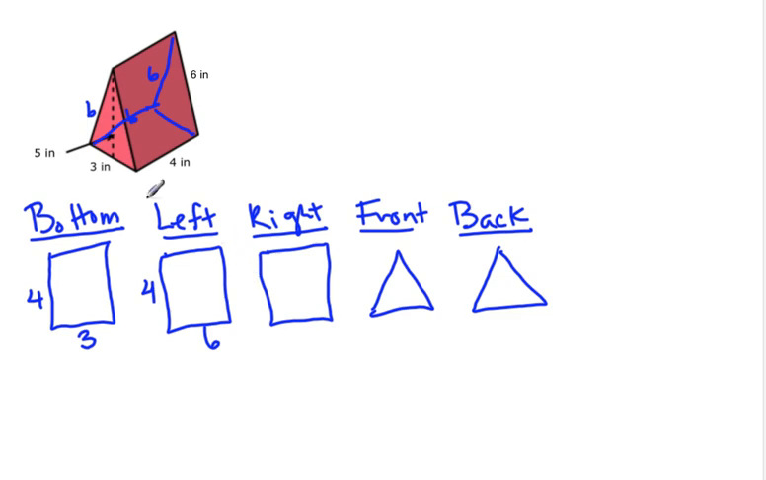The right-hand side is the same. And the triangles, the height of the triangle is 5. The arrow is pointing to 5. And the base of this triangle is 3. And that's the same for the back side.